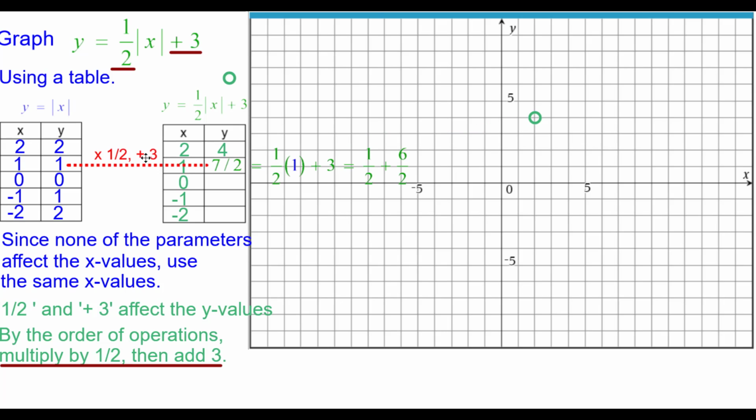Multiply by 1/2, add 3. 1 times 1/2 is 1/2 plus 3. Think of 3 as 6/2. So we get 7/2. So we'll plot right 1, up 3.5. We suggest that you pause and complete the table, press resume when you're ready.